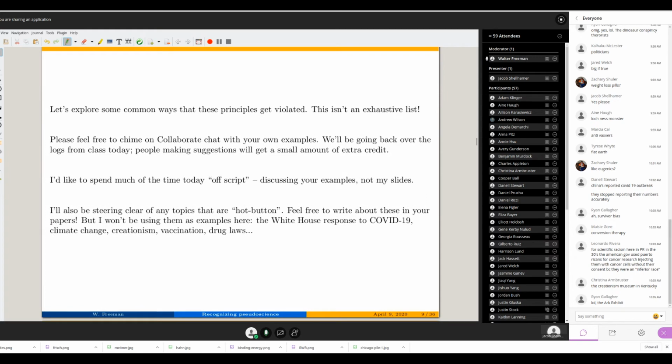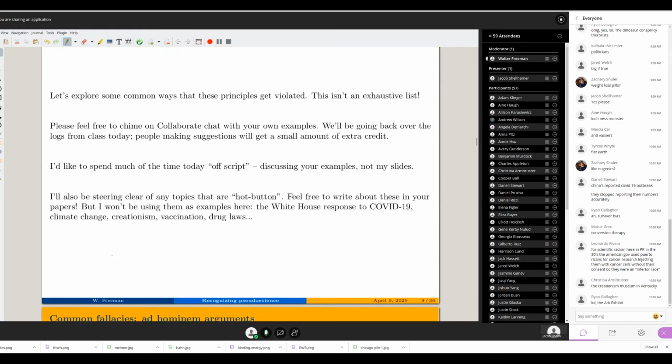So what I want to do now is look at ways that these principles get violated. You have already been talking about your own examples. Please continue to talk about your own examples. And as I mentioned, I'm not going to be using these contemporary controversies as examples, just because I don't want to be in the position of trying to tell you all what to think.